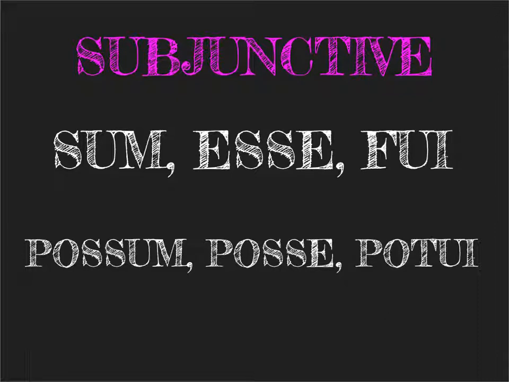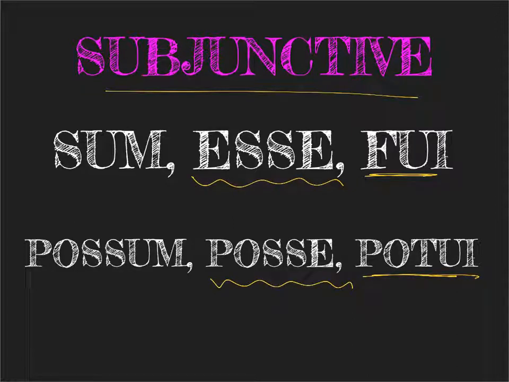So I'm showing you these principal parts again as we start the subjunctive mood. Again, for the purposes of the subjunctive, you need to know the perfect stems, fu and potu, and you need to know the infinitives. So it's just good to get these 6 words memorized. They will help you more than trying to memorize individual conjugations in the different tenses.